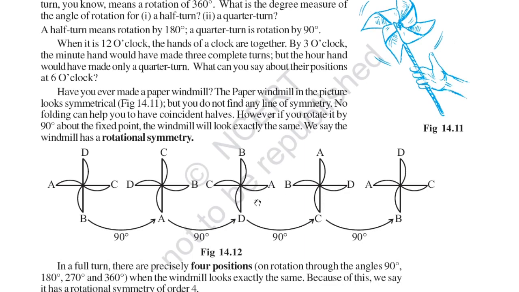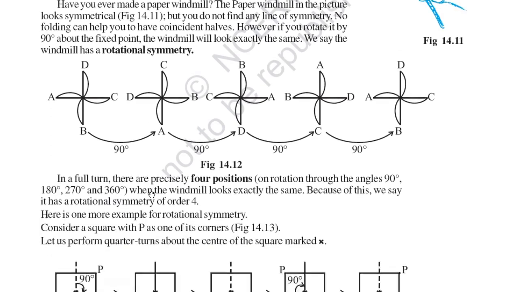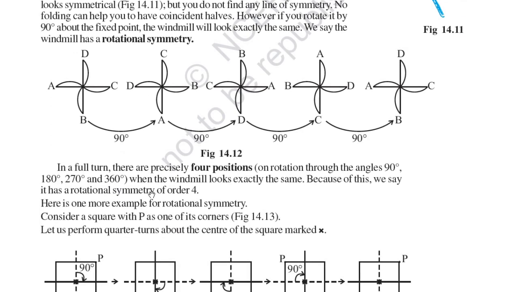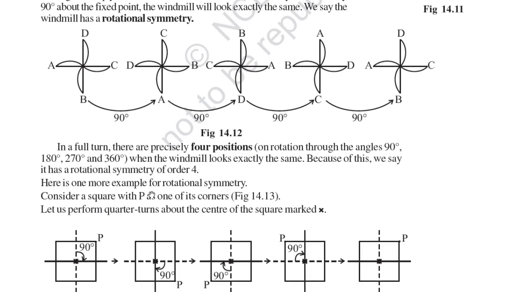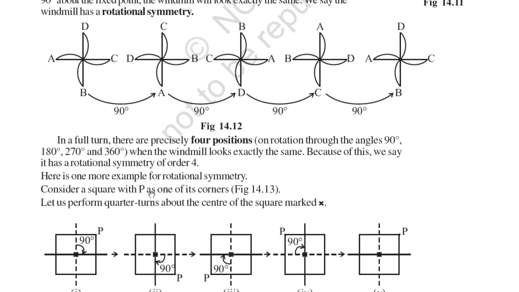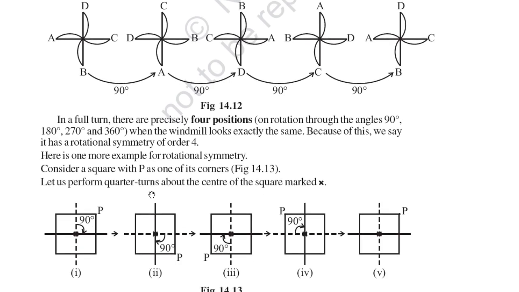When you turn by 90 degrees, it will look the same. In a full turn, there are precisely 4 positions, on rotation through the angles 90, 180, 270 and 360 degrees, when the windmill looks exactly the same. Because of this we say it has a rotational symmetry of order 4.